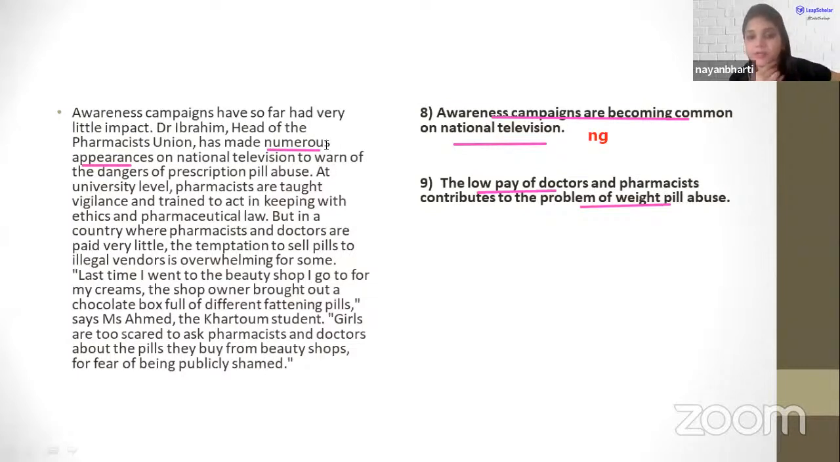So the question is: the low pay of doctors and pharmacists contributes to the problem of weight pill abuse. Where can I find this answer? Which line? Where they are talking about the doctors and the pharmacists, where pharmacists and doctors are paid very less. So here they are saying low pay of doctors. The temptation to sell pills illegally is overwhelming for some, right? At university level, pharmacists are trained to act with vigilance, but the pay is very less, right? So what will be my answer for this one? It's going to be true, right?